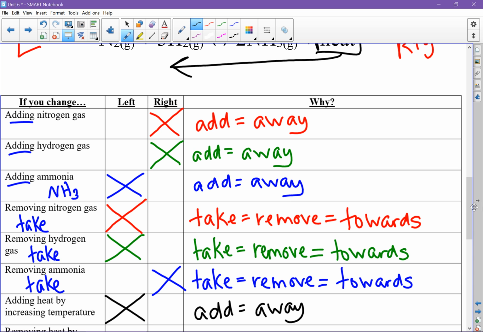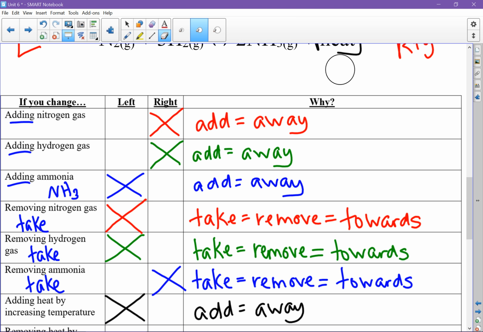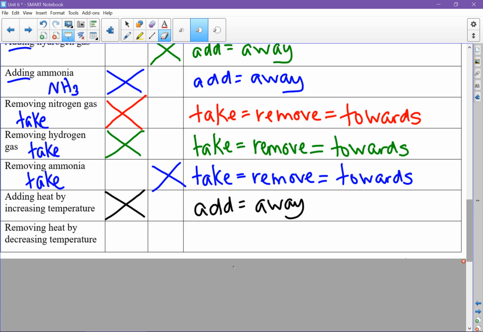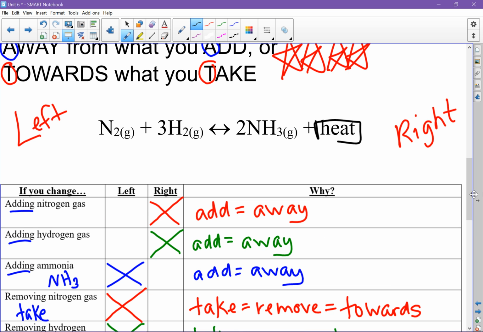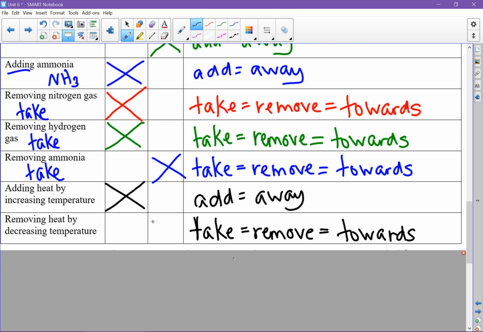If I thought about the opposite, let me get rid of that arrow. Now if I thought about removing heat, again, take means the same as remove. Whenever you take, the reaction will shift towards it. So we're going to find our heat and go towards it. So I'm going to put the arrow pointing to the heat. That reaction will shift to the right if I wanted to make more of what's on the right-hand side.